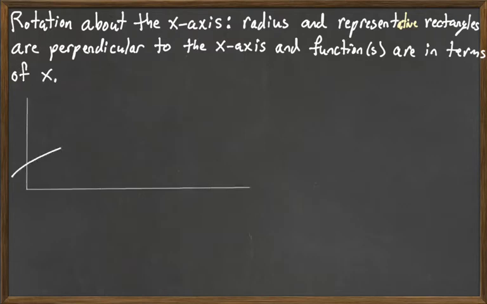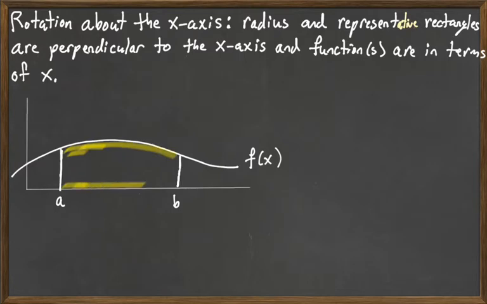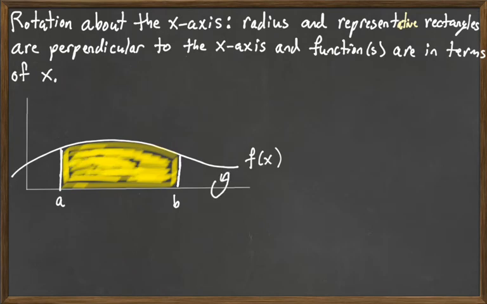Okay. Alright, so there's our function f of x. That will also be our radius function. And we'll go from a to b. And then we'll go ahead and highlight the region that we're going to rotate around the x-axis. Okay. And then I'm going to draw in a representative radius.